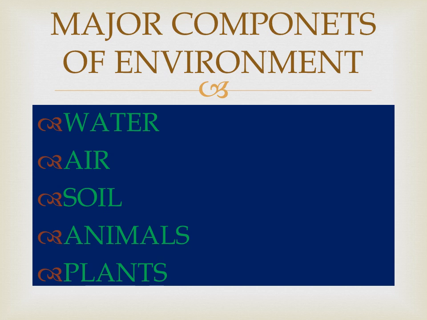Number 2, air. Candidates, air. What is air? Air is a mixture of gases. Some of these gases are oxygen, carbon dioxide, nitrogen, rare gases, or inert gases. Candidates, air is found everywhere in all the components of the environment.